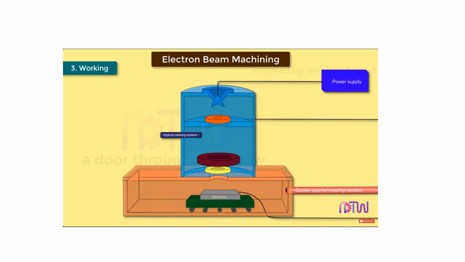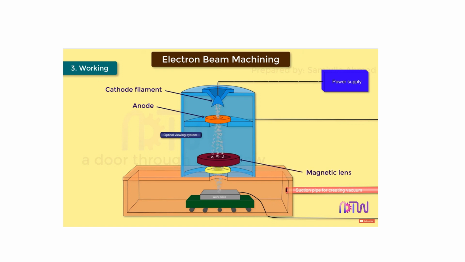Working. When a high voltage supply is applied to the cathode filament, it generates the electrons. These electrons move toward the anode at very high velocity. After passing through the anode, the beam of electrons is made to pass through magnetic lenses, where diverging and low energy electrons are absorbed, and only the converging beam of electrons is allowed to pass through, thus forming a high quality electron beam. Then this beam passes through the electromagnetic lens and deflecting coil, which focuses the high-energy electron beam onto the required spot of the workpiece surface.